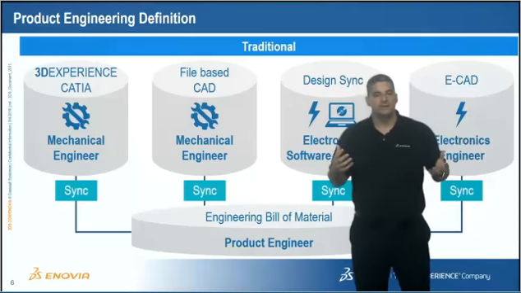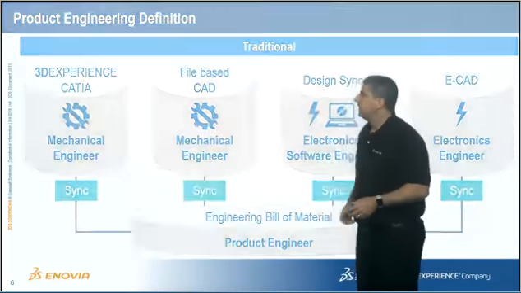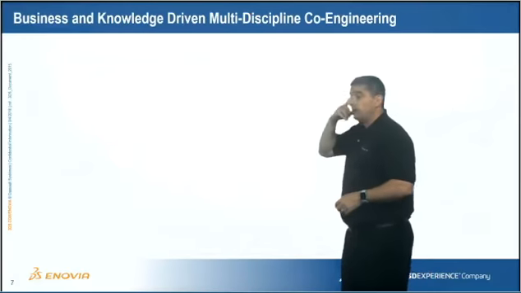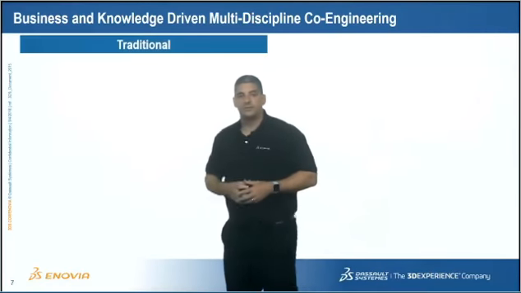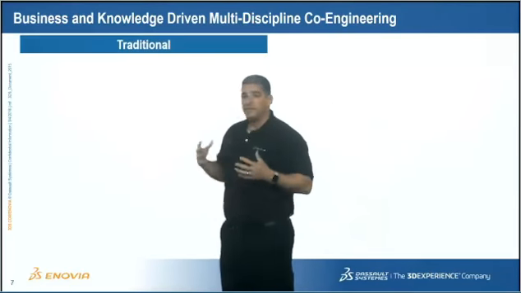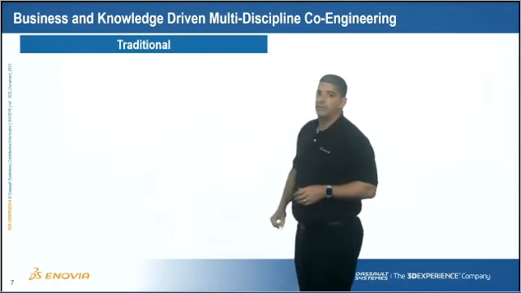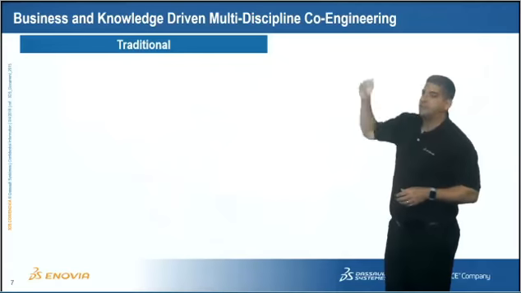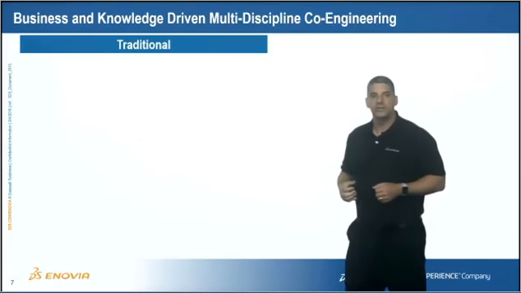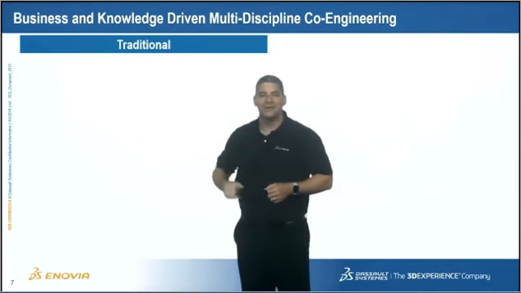So why are we looking at a model-based way? What's different? What does that bring? Why would you need it? Well, if we think about this title here, which is a bit of a mouthful, but companies now want to be business-driven. They want to drive knowledge through the enterprise. They want to have multiple disciplines working together, co-engineering. Okay, so that's a bit of a mouthful there.